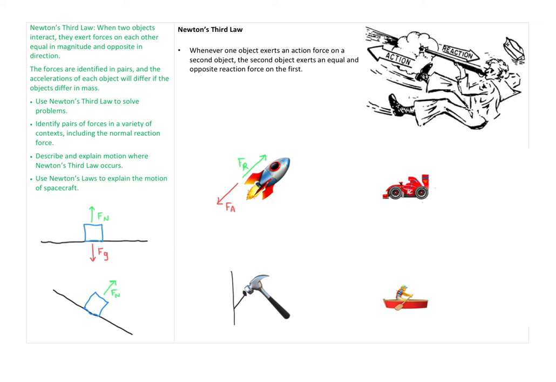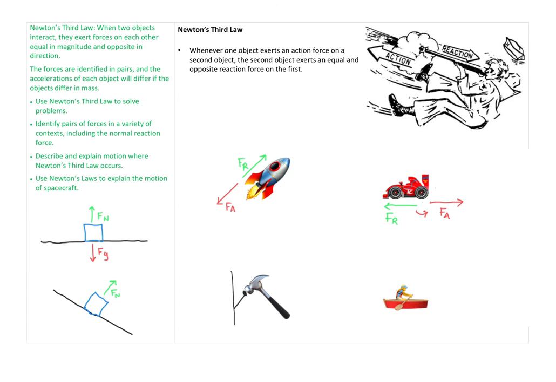If we think about a car moving along a road, the action force, if you think about the wheels on the car at the bottom, are spinning that way to make the car go forward. So the action force here is from friction between the tyres and the road, and the reaction force will be equal in size in the opposite direction, and that will be what causes the car to accelerate forwards.